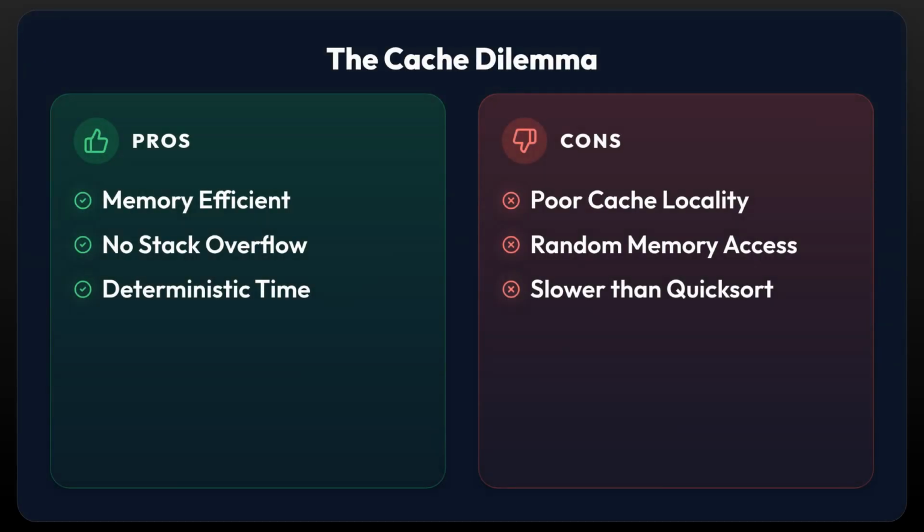Why don't we use Heapsort for everything? Cache locality. Quicksort reads memory sequentially. Heapsort jumps around the array in powers of 2, causing cache misses. This makes it slower in practice, despite the theoretical safety.